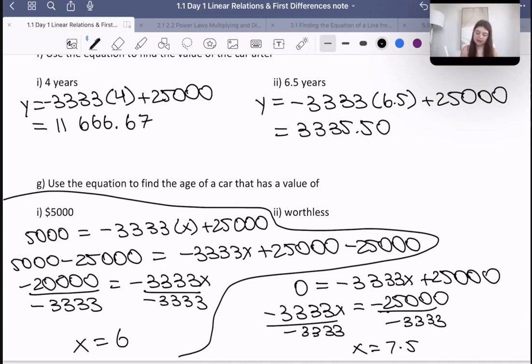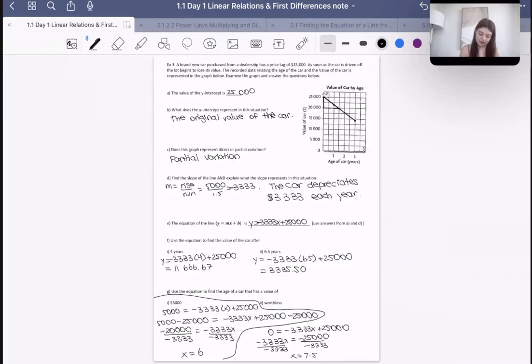And that makes sense because after 6.5 years, it's over here. It only has just over 3,333. So it makes sense that about 1 year later, it's going to end up being worthless, no longer having any value to it, according to the equation.